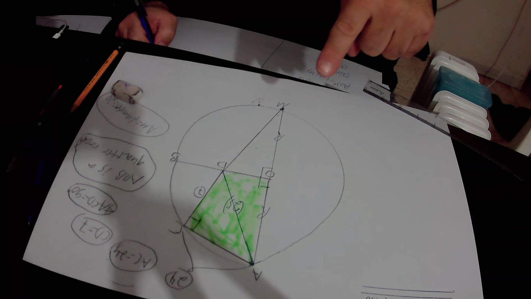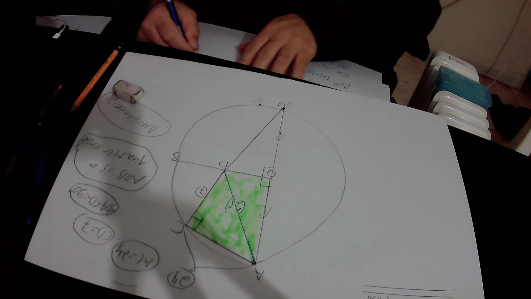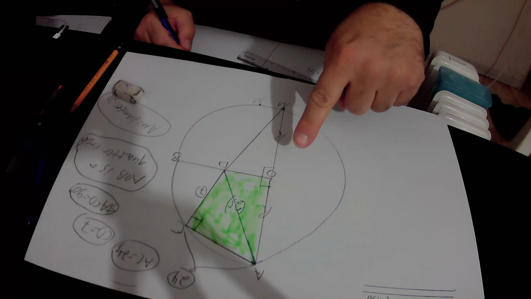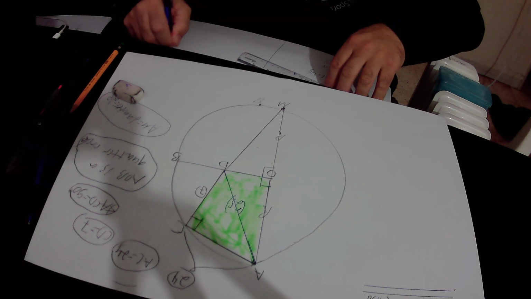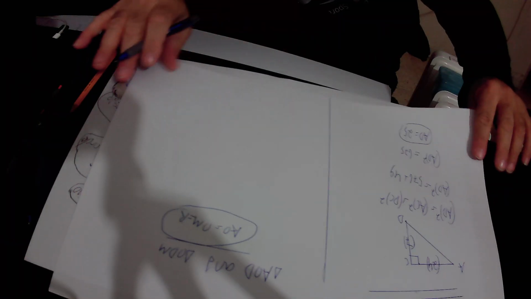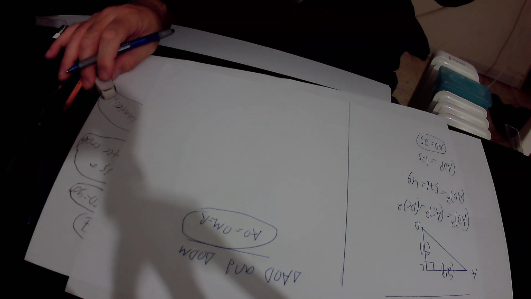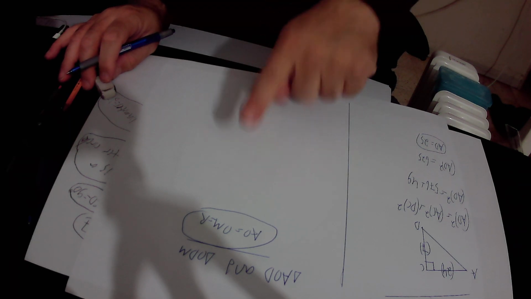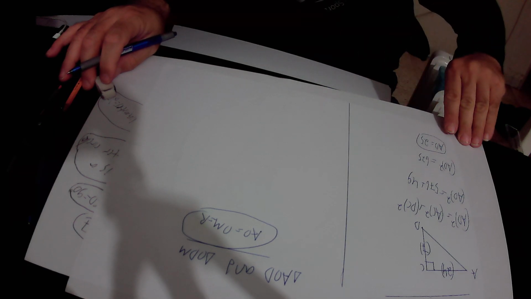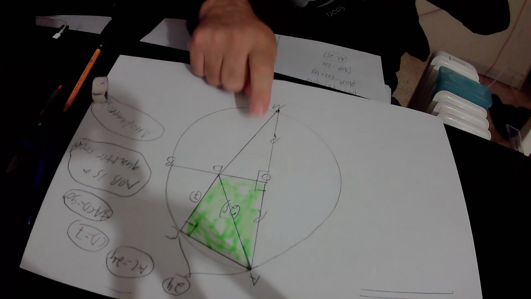So why is the green triangle congruent to the white triangle? First of all, side AO of the green triangle equals side OM of the white triangle. Repeat again, side AO of the green triangle equals side OM of the white triangle. They are both the radii of the circle, therefore they are equal to each other. In addition, those two angles are both equal to 90 degrees, therefore they are equal to each other.